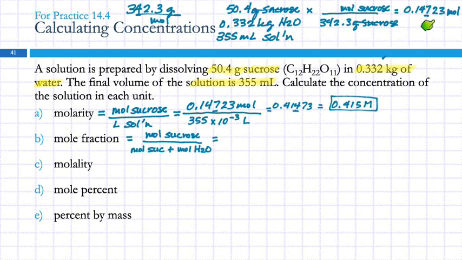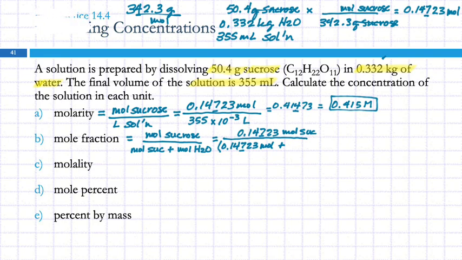Well, we have moles of sucrose right here. So I'll put that in the numerator, 0.14723 moles of suc. And then in the denominator, I have to take that number and add the moles of water. I don't have the moles of water. Let's create some space. What should I use to calculate the moles of water?